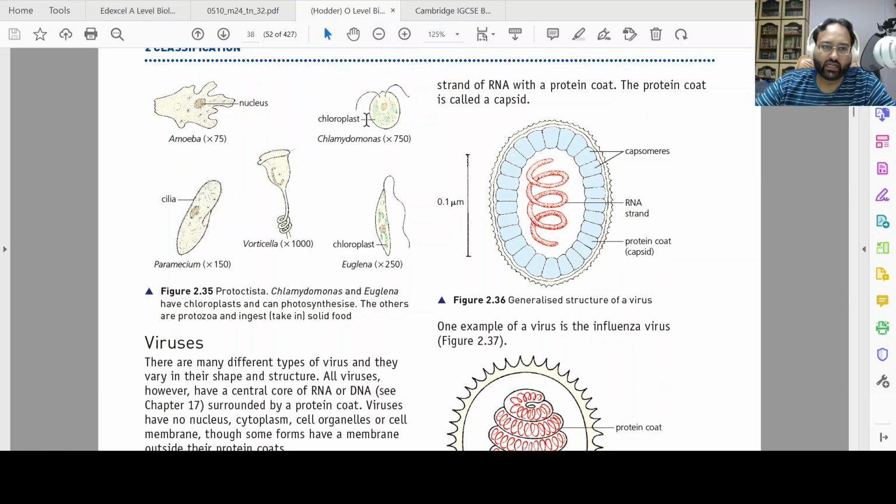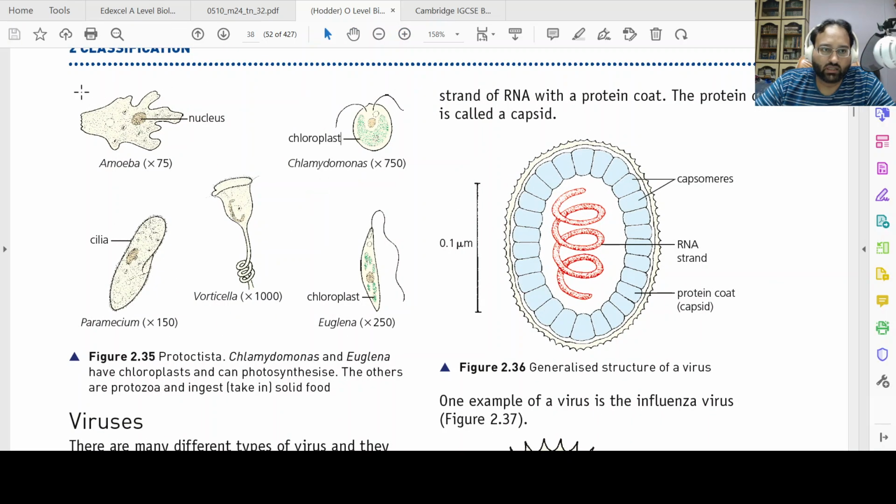Some are able to photosynthesize. So they're mentioning over here that these two guys have chlorophyll, and so they're able to carry out photosynthesis. And these guys don't have chloroplast. They don't carry out photosynthesis, and so they depend on solid food to digest. So the amoeba and paramecium digest solid food.